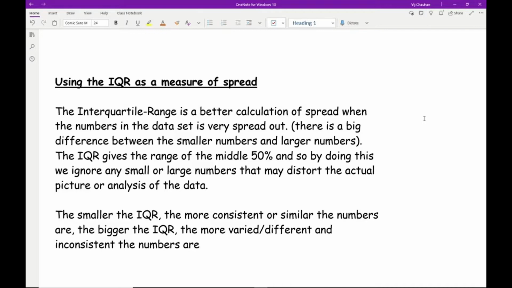Now, this is only when you are comparing two sets of data. The smaller the IQR, the more consistent or similar the numbers are, and the bigger the IQR, the more varied or different and inconsistent the numbers are. Obviously, what determines a small interquartile range and what defines a large interquartile range will be when you're comparing it to another set of similar data.